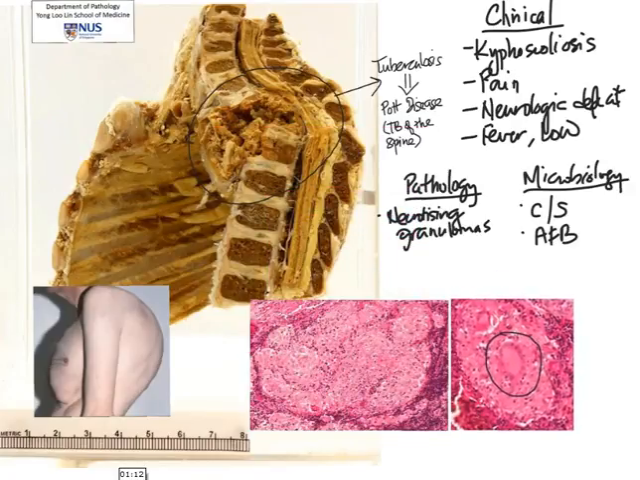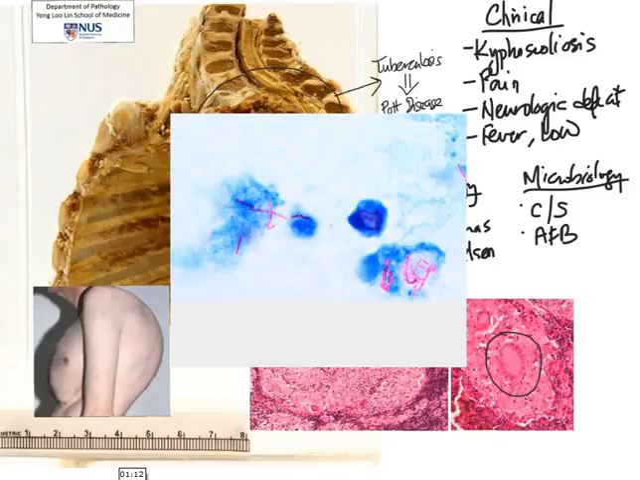And we can also even do a special stain on histology for acid-fast bacilli, and that is known as the Ziehl-Neelsen stain to look for acid-fast bacilli. And you can see here that these are the acid-fast bacilli that are positive. They will usually appear as reddish rods on a blue background.